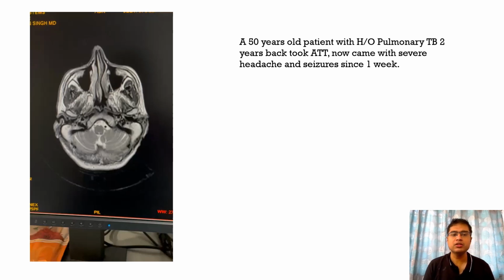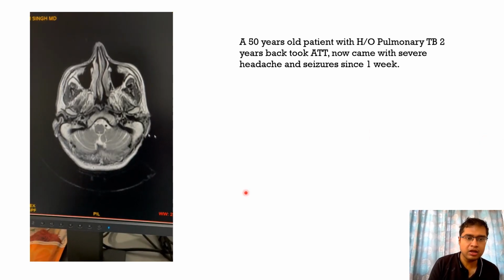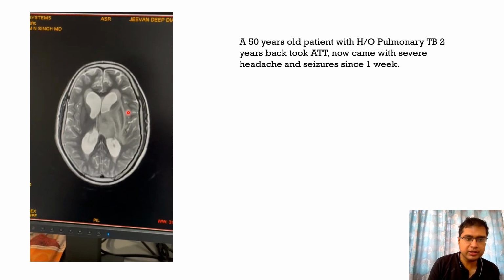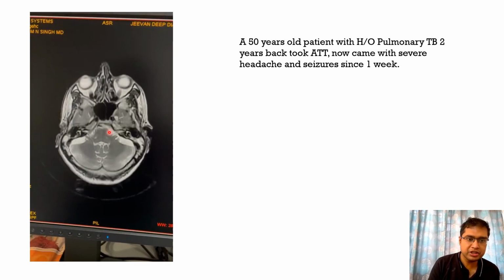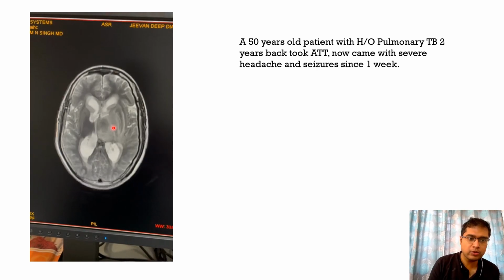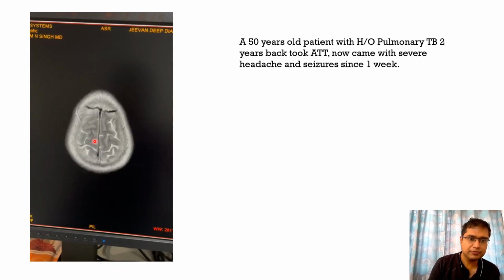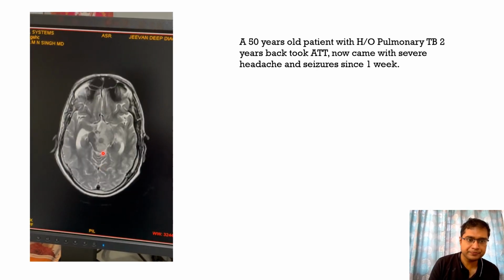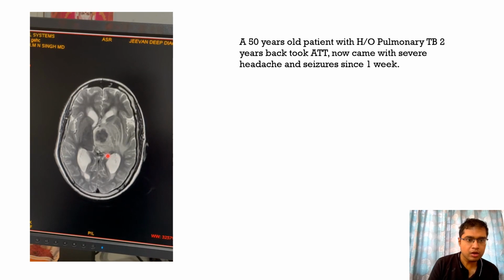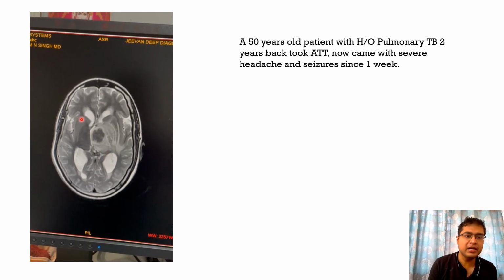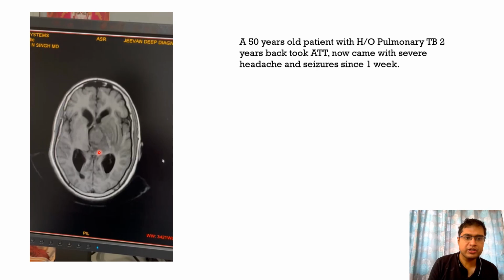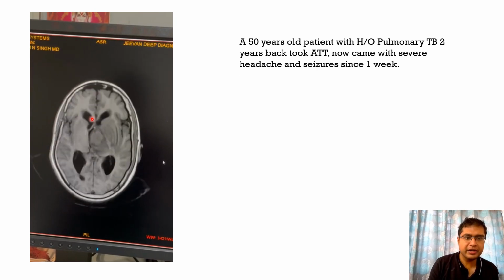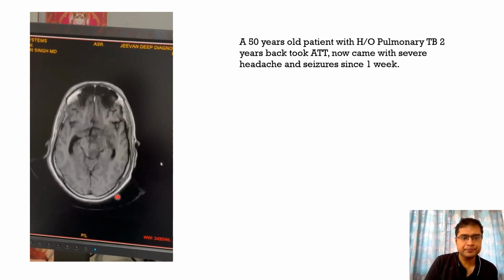Now he came with severe headache and seizures since the past 1 week, and this is the axial section MRI brain T2 weighted images of that patient, where we can see one lesion which is T2 hypointense to isointense in the thalamus, compressing the third ventricle. Also, there is one lesion in the left frontal region and in the midbrain. Similar lesions are present with extensive perilesional edema causing obstructive hydrocephalus and dilatation of bilateral lateral ventricles.